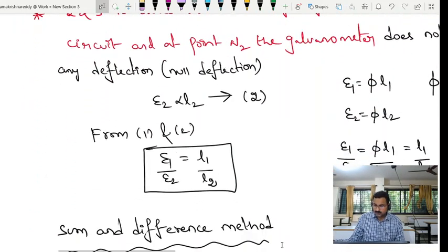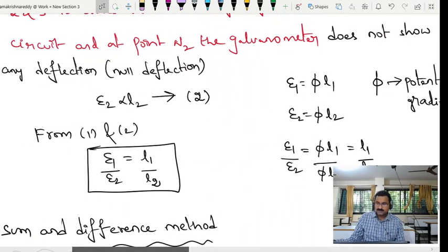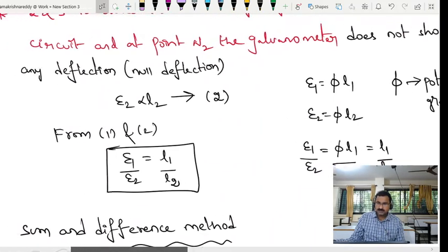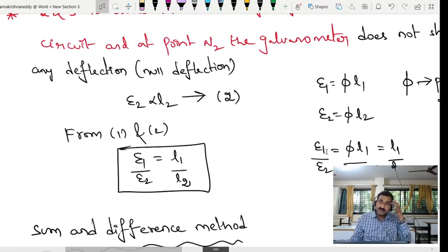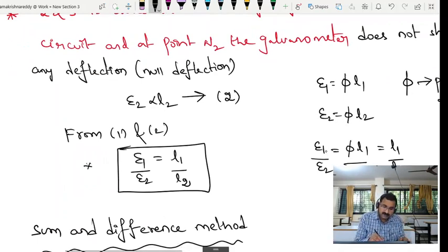Therefore, as I already told you, E1 you can write as K L1 or phi L1, your choice. According to the condition you write there, no problem at all. Phi is potential gradient only, I told you the same thing. So therefore E1 by E2 is equal to L1 by L2. This is one of the important formulas in the comparison of EMF of cells. So EMF of the first cell divided by EMF of the second cell is equal to balancing length in the first case divided by balancing length in the second case. That is what we are practicing.